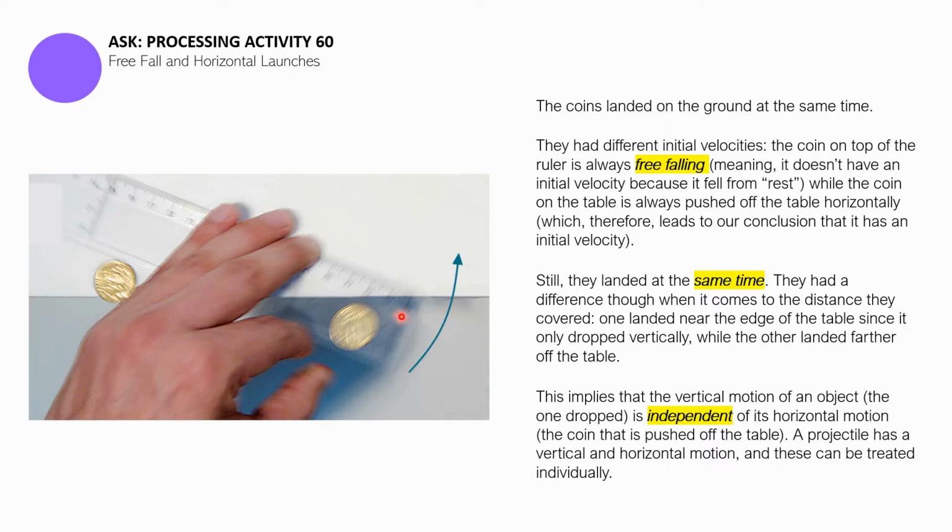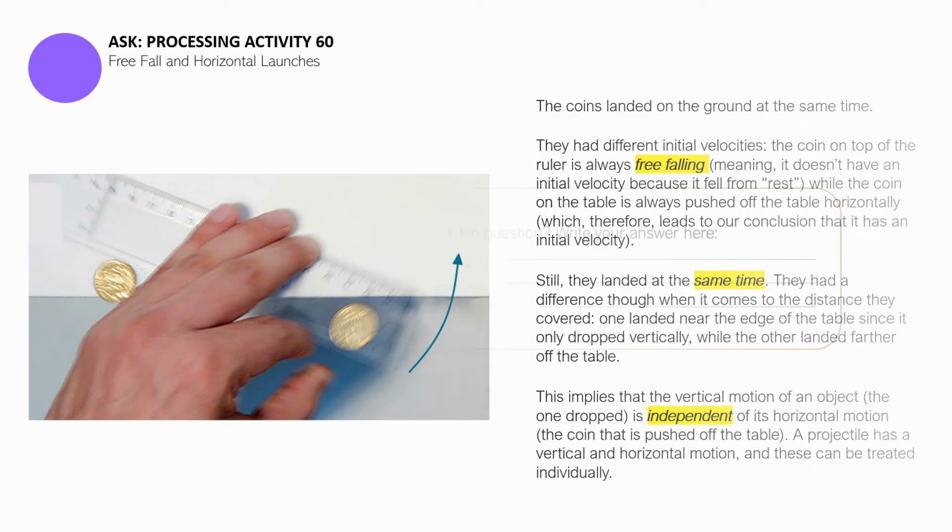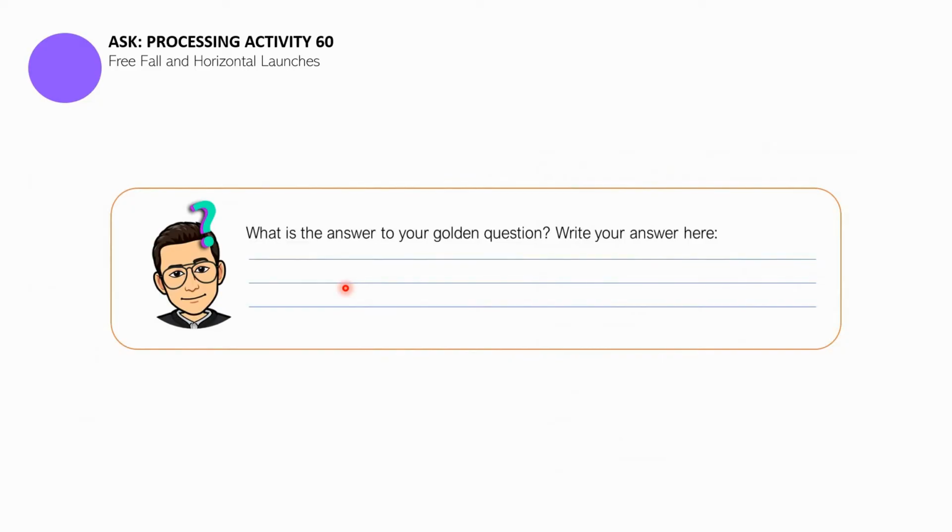The time it needed for this coin to reach the ground is the same as the time this coin needed to reach its landing position. Even though they landed at two different distances, they were only suspended in air for the same amount of time because their vertical and horizontal motions are independent of each other. Now, that is something that you need to think about.